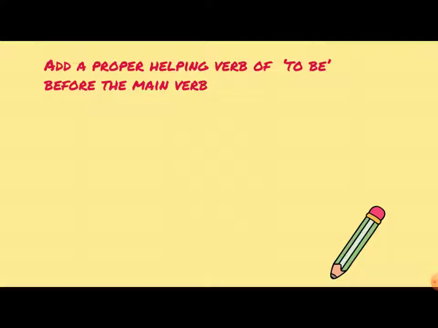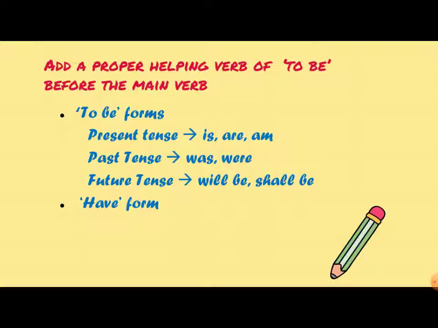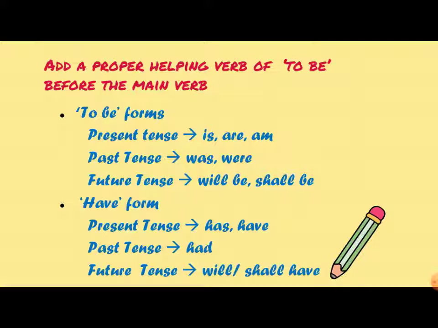One more. You have to add a proper helping verb of to be before the main verb that we have already explained. To be form, that is present tense you will use is, are, am. Past tense you will use was, were. Future tense you will use will be or shall be. If you get have, then you have to use has or have in present tense, had in past tense, will have or shall have in future tense.